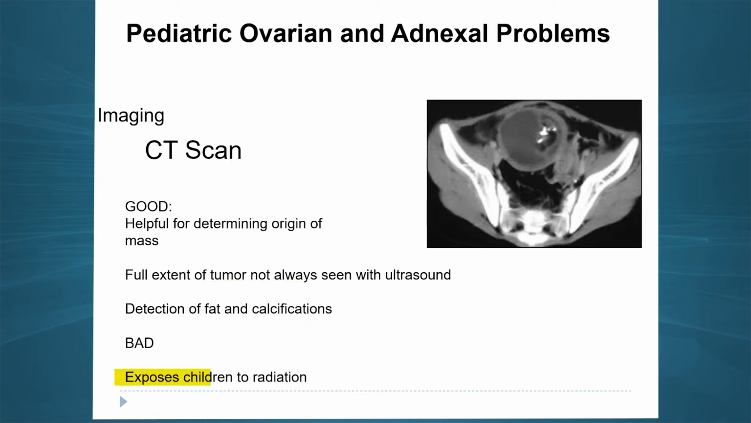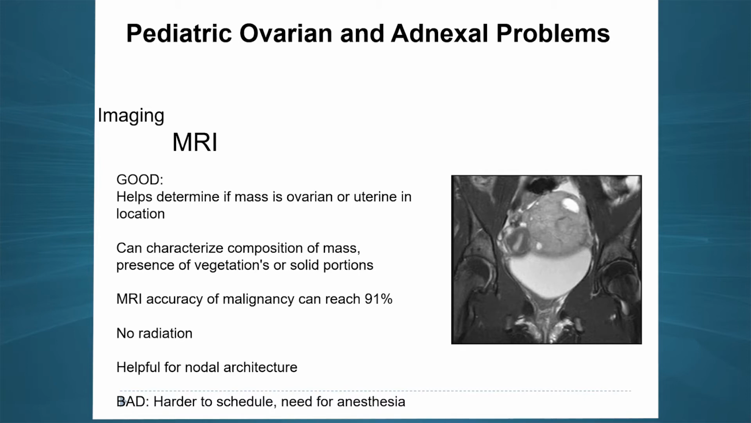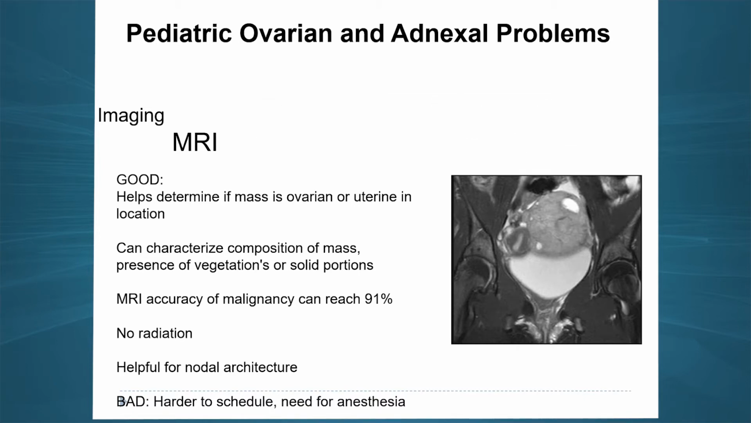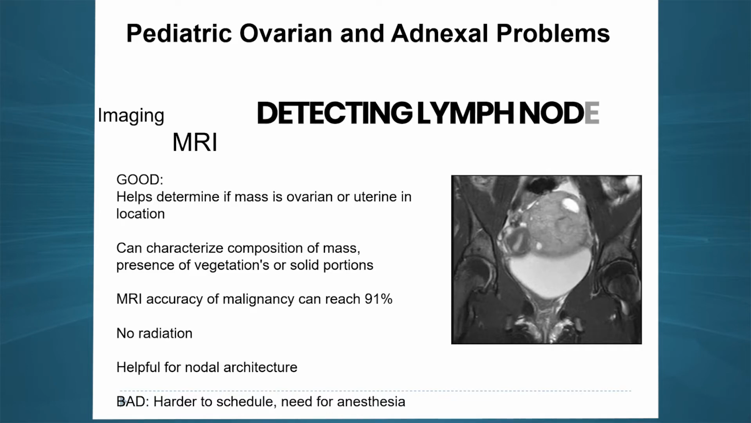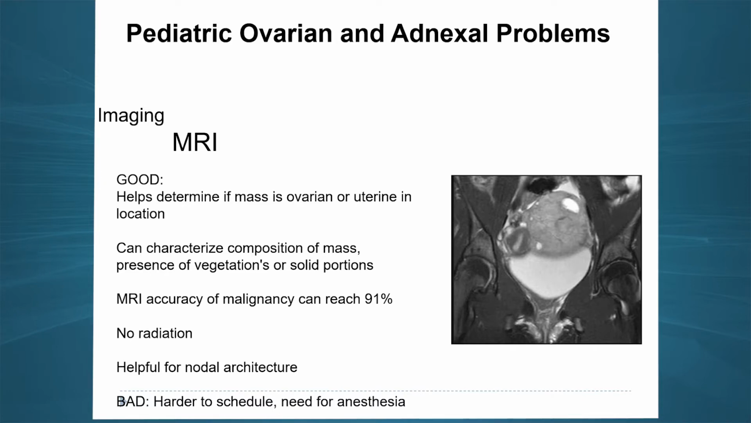Obviously, the bad part of it is that you expose a child to radiation. An MRI gives you that better detail. It can help tell if it's actually an ovarian mass or a paraovarian mass. Often if it's small enough; when they're very big, it's really hard to tell at all. But it is also excellent at detecting lymph nodes. So that's another really important thing. Those are all the good parts of an MRI. The bad parts are, sometimes you need anesthesia because it takes longer. Sometimes it's harder to get, right? And it also sometimes costs a lot more money.